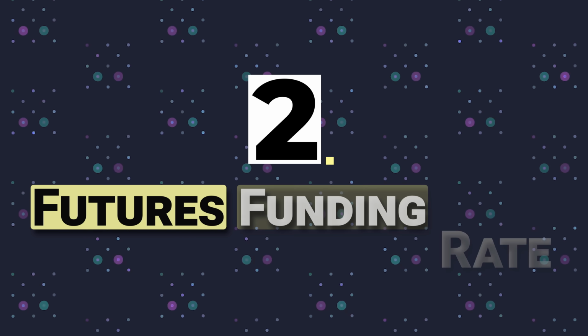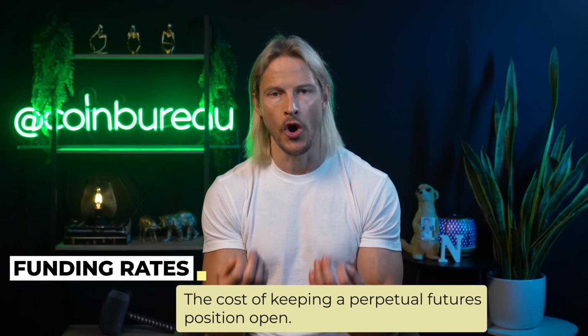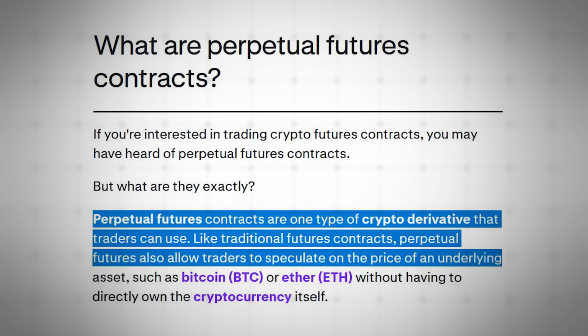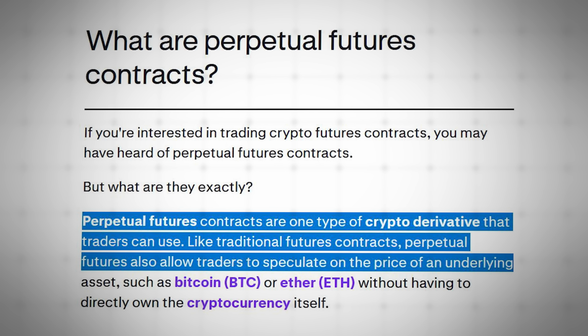Now, while futures open interest is a good first litmus test, the next data point that you'll want to look into is the futures funding rate. Quick bit of terminology here. Funding rates are the cost of keeping a perpetual futures position open. And perpetual futures, or perps as they are normally termed, are those instruments that don't have a defined expiry date.